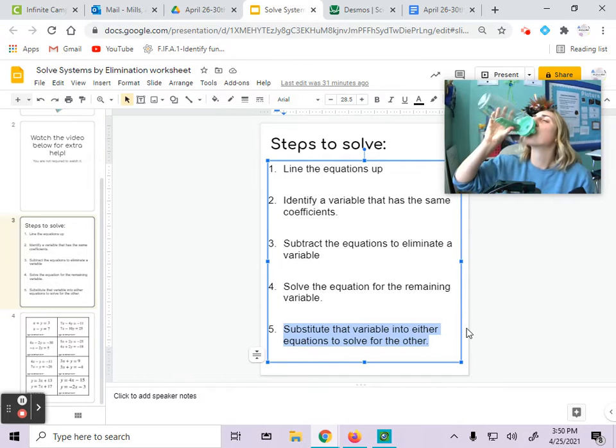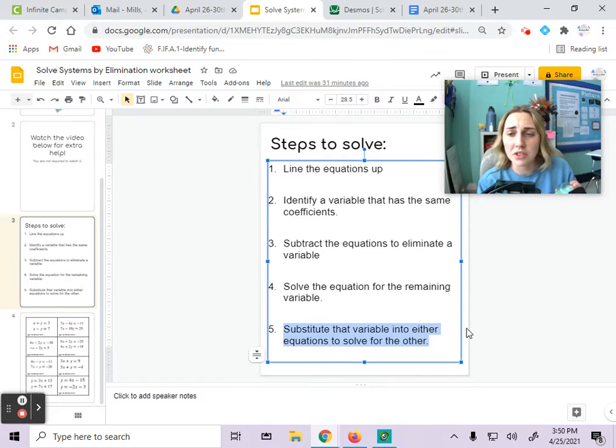Remember, your answer should be an ordered pair. That means you need an x value and you need a y value. So if you get 2 x's or 2 y's, you probably need to take a step back and try to find where you messed up, okay? Because you need an x and a y value, and those are going to be your answers.